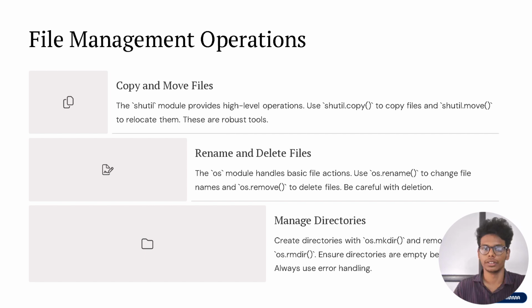File management operations. Copying and moving files. The shutil module provides high-level operations. Use the shutil.copy function to copy files and the shutil.move function to relocate them. These are robust tools. Renaming and deleting files. The os module handles basic file actions. Use the os.rename function to change file names and os.remove to delete files. Be careful with deletion. Managing directories. Create directories with the os.mkdir function and remove them with the os.rmdir function. Ensure directories are empty, and always use error handling.